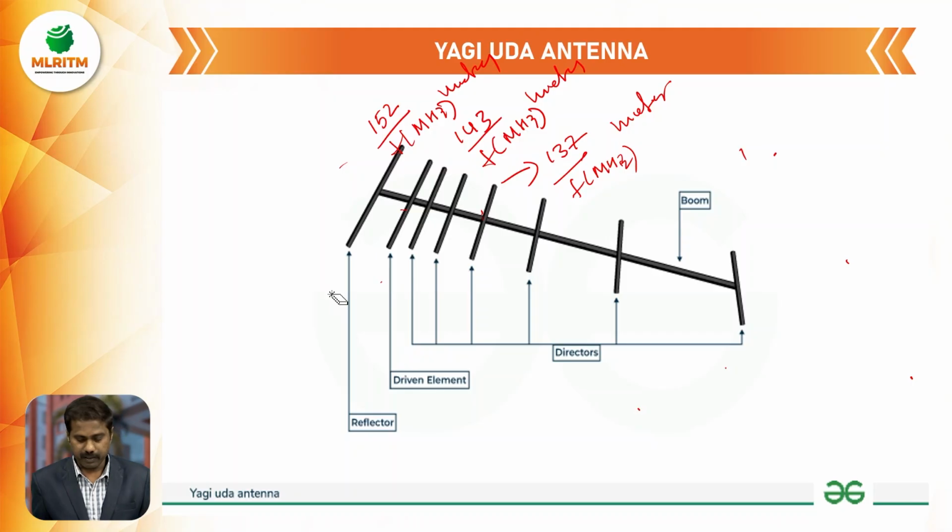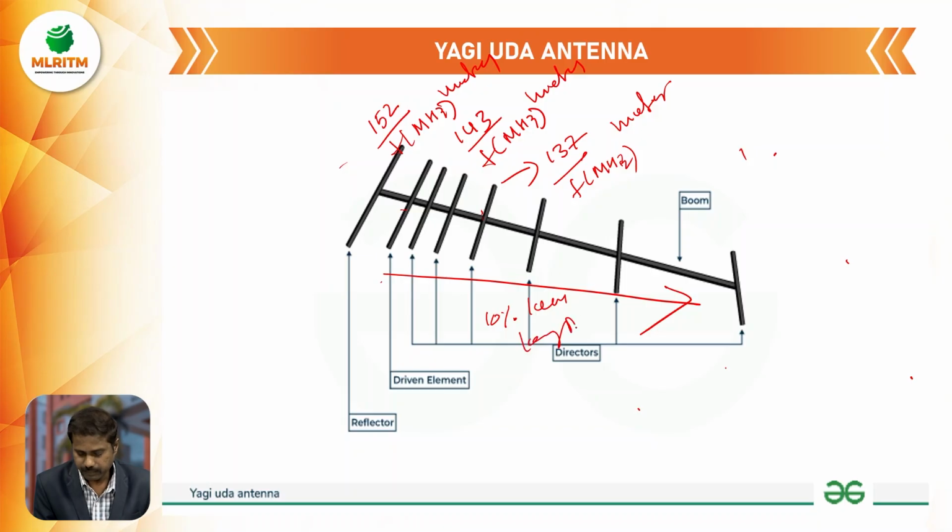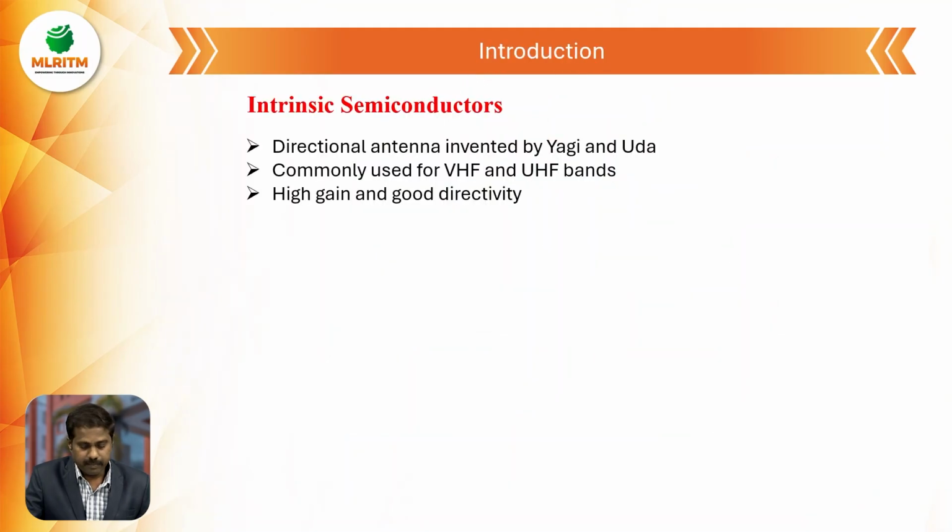The reflector length is about 10% more than the driven element, and the director that comes next has a length 10% less than the driven element. If another parasitic element or director is installed, then it is also 10% less than the first director. If we add more, then for each and every element there is a difference of 10% less length. This is about the design considerations.